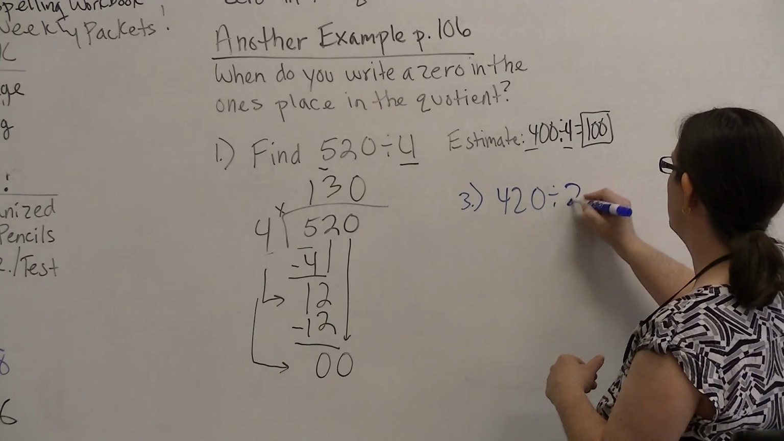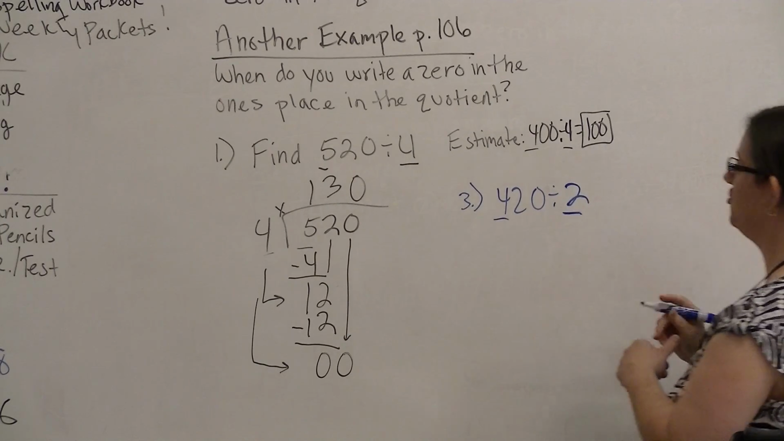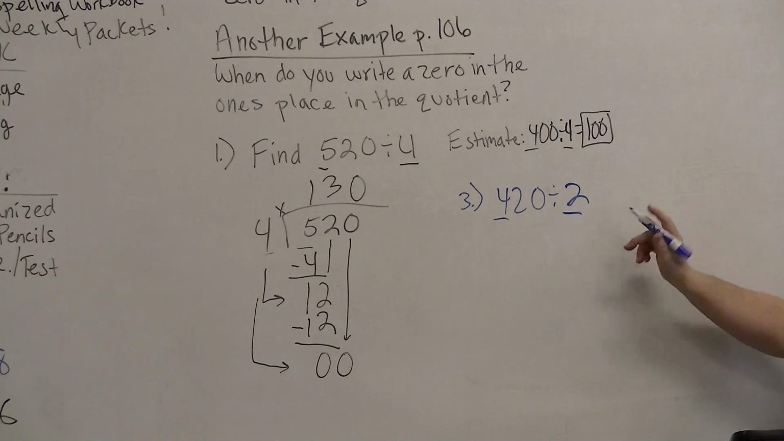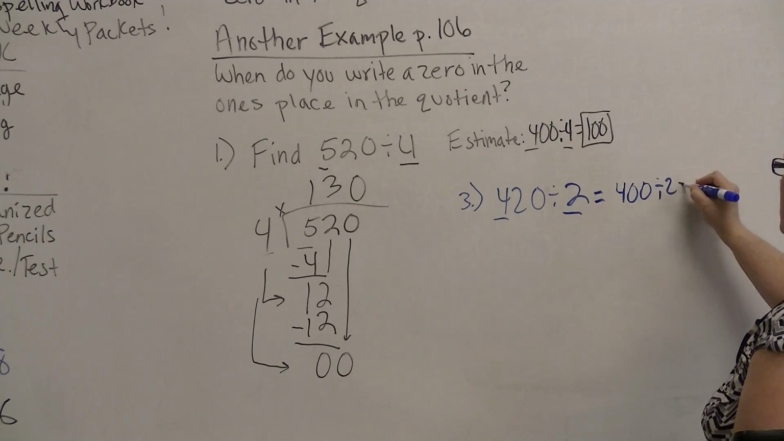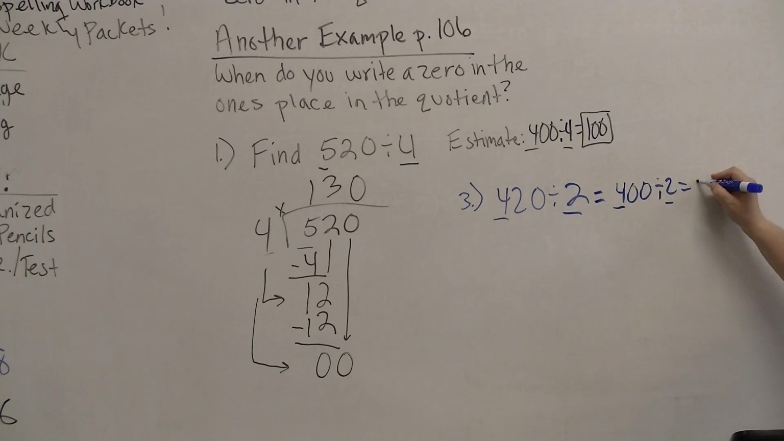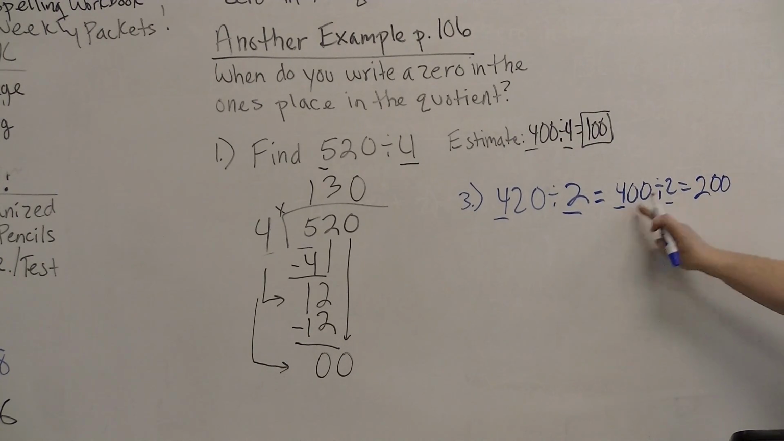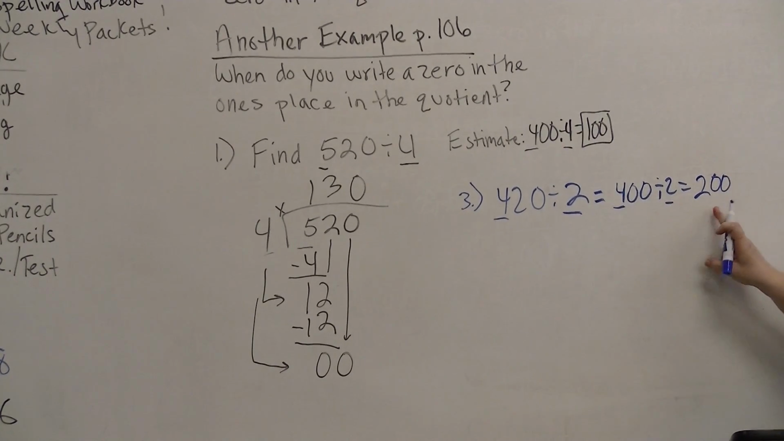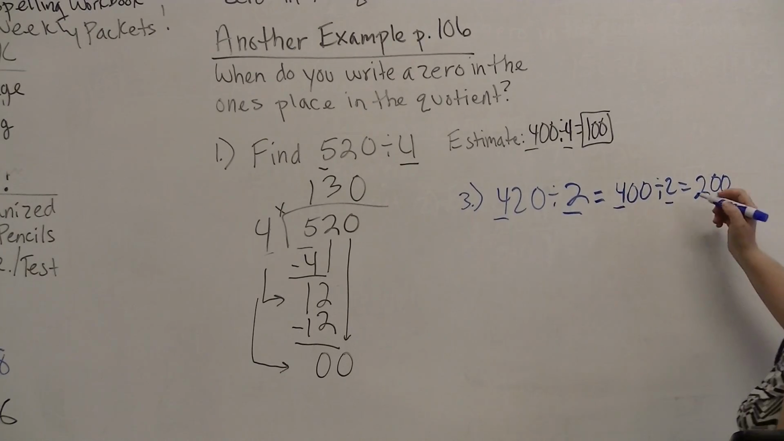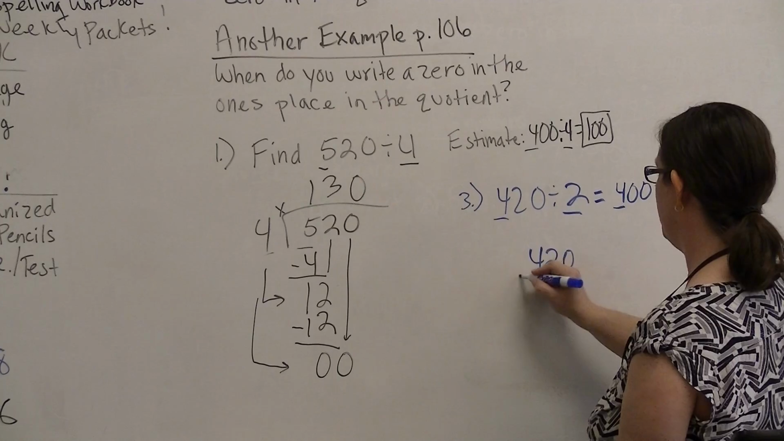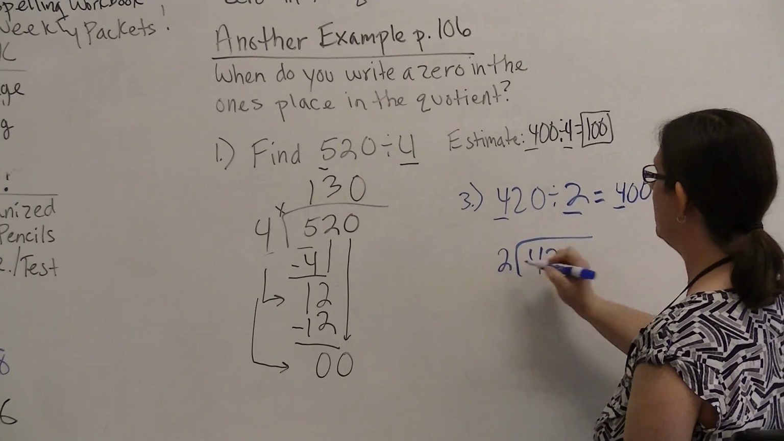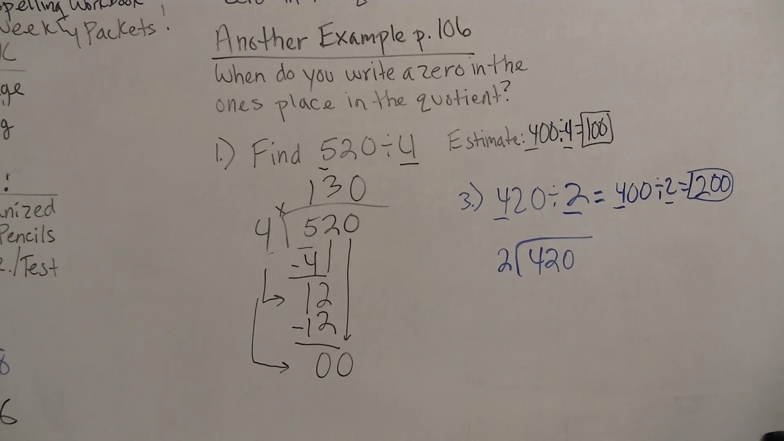Okay, let's estimate. First step, 4 and 2, those numbers are compatible, so we can just change the 420 to 400. 4 divided by 2 gives me 2, and we add our 2 zeros. So again, this is telling me that 200 should be about our answer and that we should start in the hundreds place. Okay, so now write your regular problem with 420 divided by 2 with your in the house, out of the house.